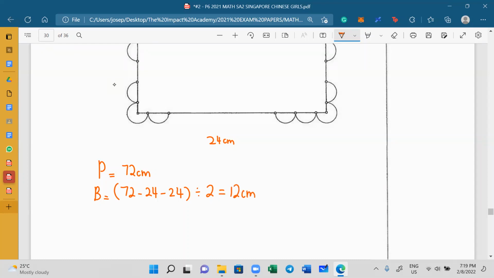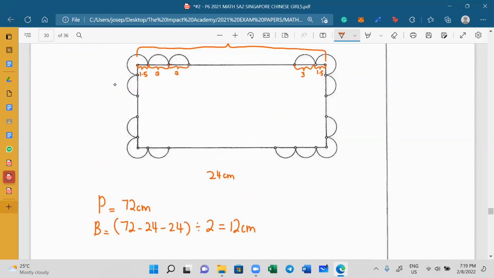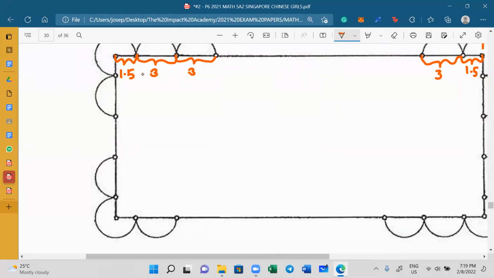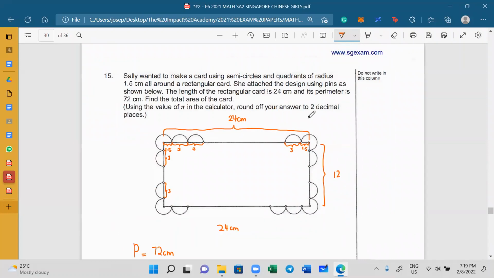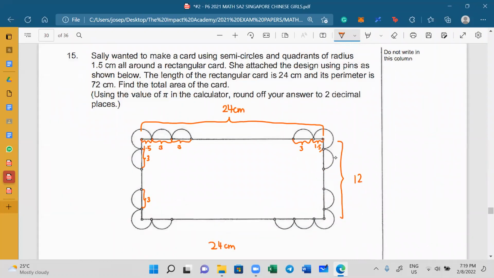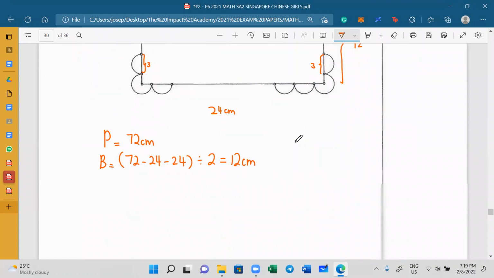Once I'm done with that, I want to move on to the next part. In fact, I can just write down that this is 12 cm. There's another observation, and the observation is that this part is also 3. Make sense? This part is also 3. What is it that they want us to find in this question? They want us to find the area, isn't it? I know that this part is 3 and this part is also 3. They want us to find the area of the cut.